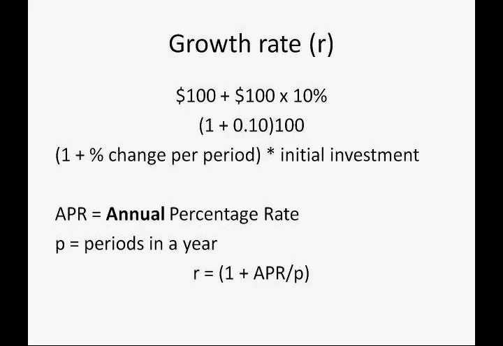Now let's talk about APR, annual percentage rate, and that's in bold for a reason, because annual means per year. And what that means is that even though it's an APR and you're given, say, a 10% rate or a 12% rate or an 8% rate, you always have to divide it by how many times you're compounding in a single year. So that's why I made this new variable here called P, call it periods in a year.